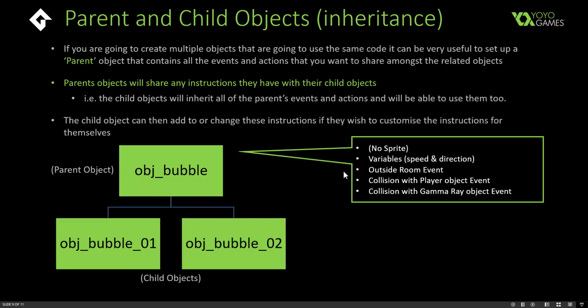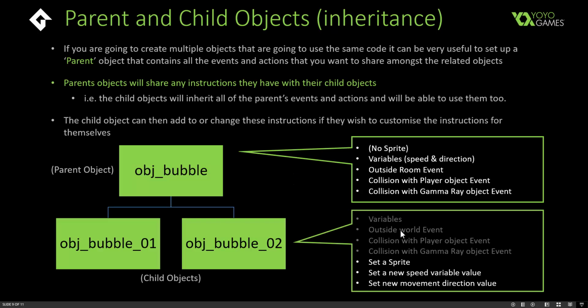In the parent object, we're not going to set a sprite because that will be set in the child objects, but we will override the speed and direction variables that come with the object. We will also add in an outside room event, and we will add in a collision with the player object event and a collision with the gamma ray object event. Now these events will be true amongst all of the bubbles that we create, and that's why we're putting them in the parent object, because we're just going to create them once there and then they will be shared down to the two child objects.